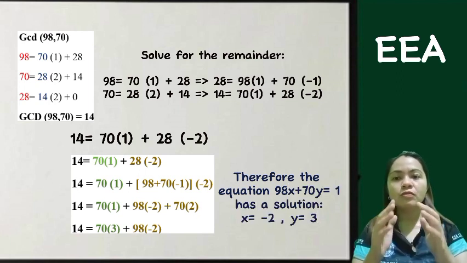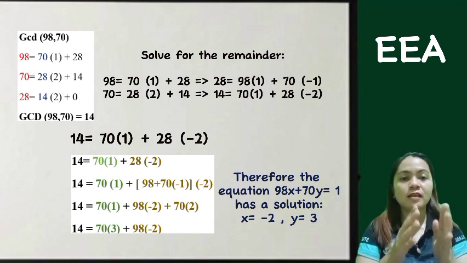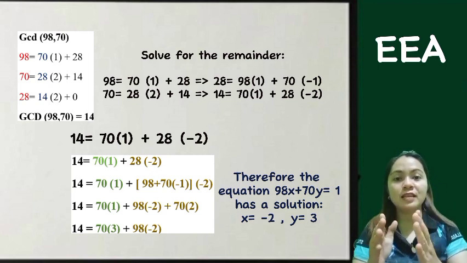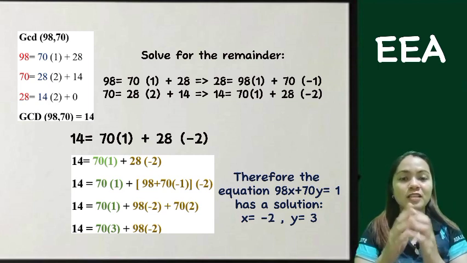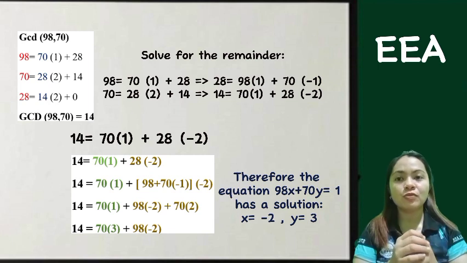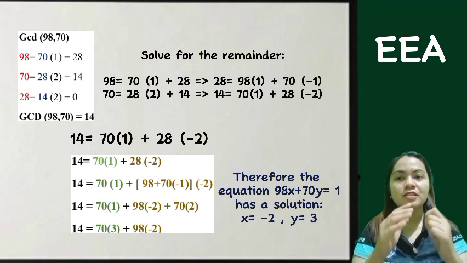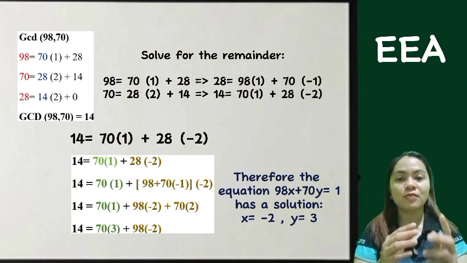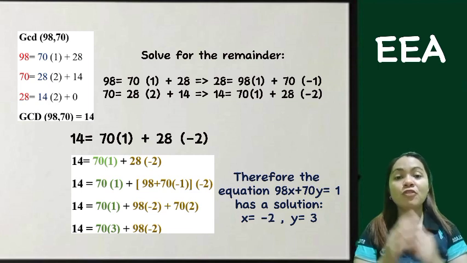Because 70 came first and 98 second, it doesn't mean that 70 is X and 98 is Y. No. What we follow is which one came first in finding the GCD. The GCD of 98 and 70, so 98 is X, right? In the Diophantine equation, 98x plus 70y. So that is what we follow.